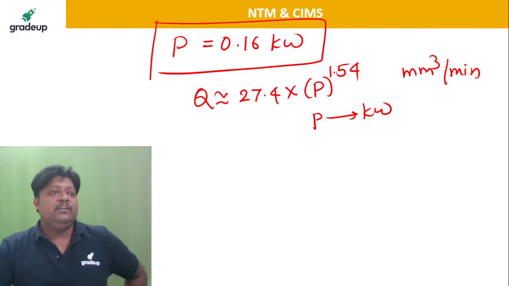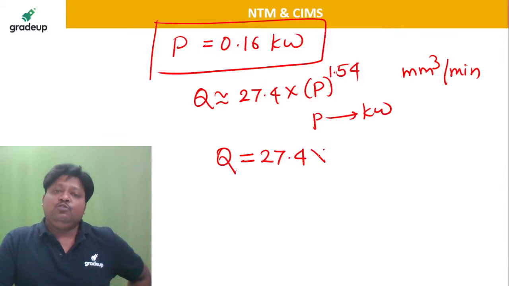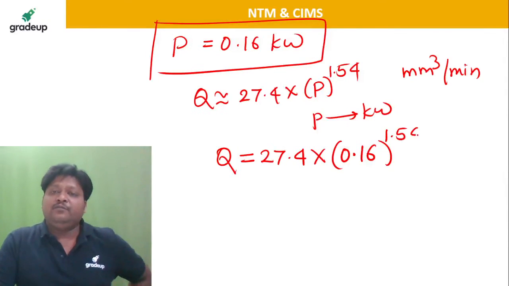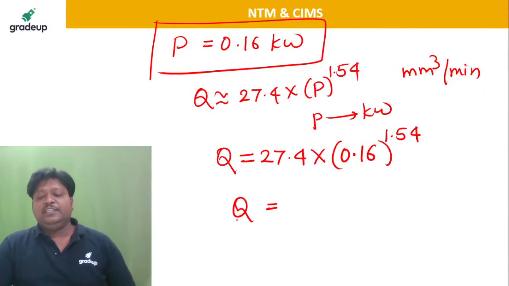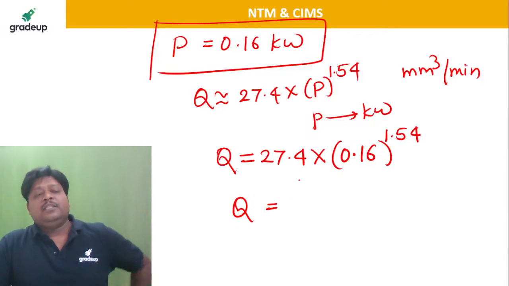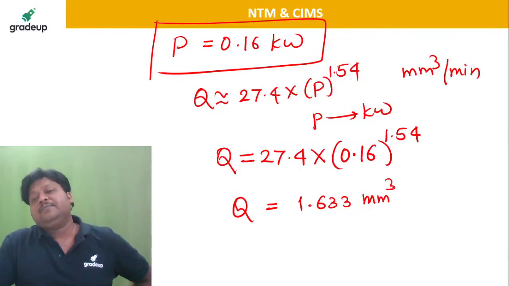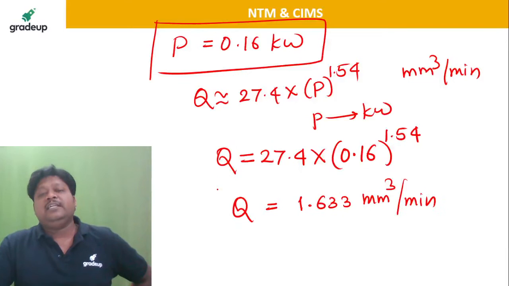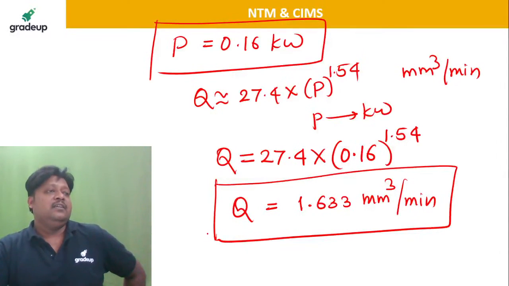Okay, very good Kishore. Now if I write here this Q, material removal rate, it is 27.4 into power, how much in kilowatt? 0.16, that we have got, to the power 1.54, isn't it? Tell me how much is Q? How much is Q? Tell me, what is the material removal rate? 1.633 millimeter cube per minute? So you have got here the material removal rate, right?